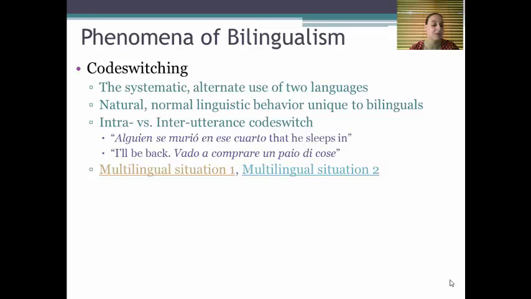I'd like to show you a clip of a student, actually two children, in different multilingual situations to showcase to you how code switching might look, and also to sort of drive home to you that it is a completely normal and natural process.